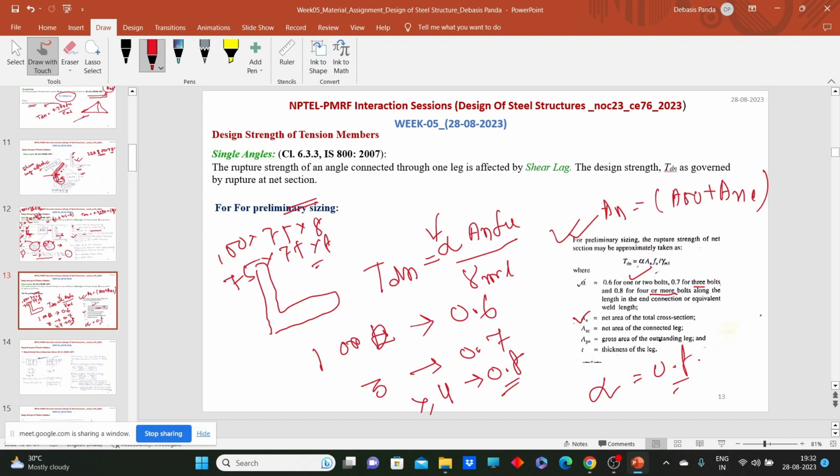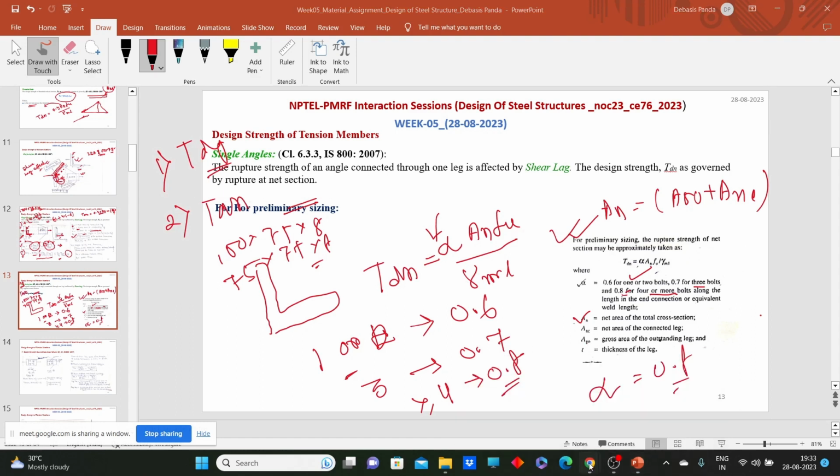So for primary sizing, while initially selecting the member, we can calculate the design strength due to rupture of the critical section of a single angle section by this, where the alpha value depends on the number of bolts. If we have 1 or 2 bolts, alpha is 0.6. If we have 3 bolts, alpha is 0.7. If we have 4 or more bolts, alpha is 0.8. For the welded connection also, alpha is 0.8. So two things we have learned. First, the design strength Tdg due to yielding of the gross cross section. Second, Tdn, the design strength due to rupture of the critical section.